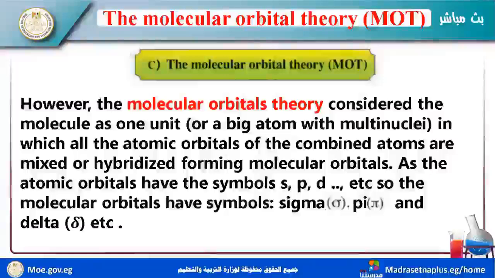Atomic orbitals have the symbols s, p, d. I mean, s, p, d are pure or atomic orbitals. But I have molecular orbitals. Molecular orbitals are formed from what? From the mixing of two orbitals of two atoms. These two orbitals can be hybridized orbitals or pure orbitals. So molecular orbitals have the symbols sigma, pi, delta, and so on.